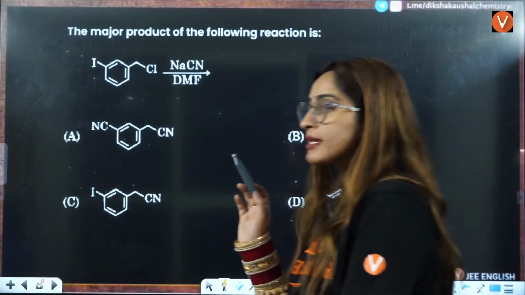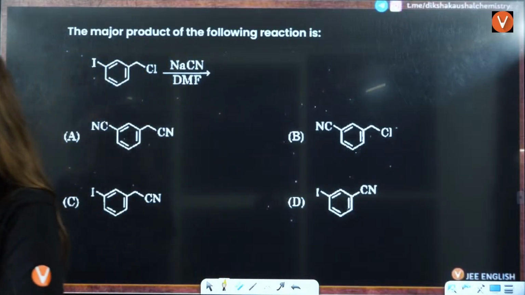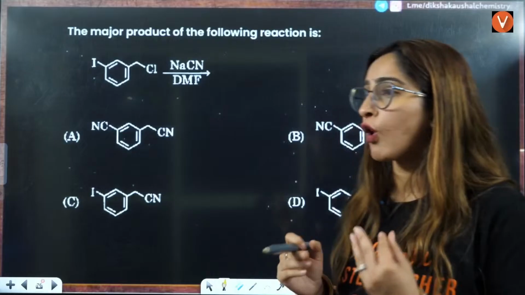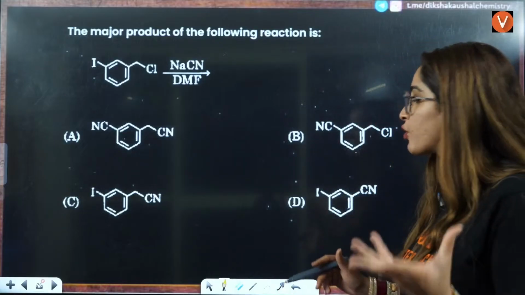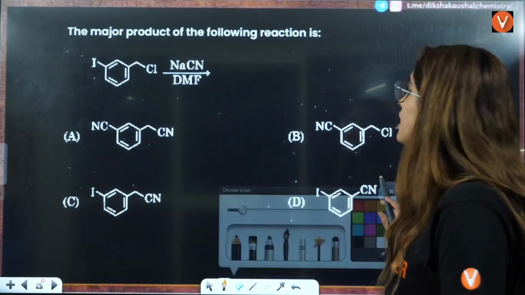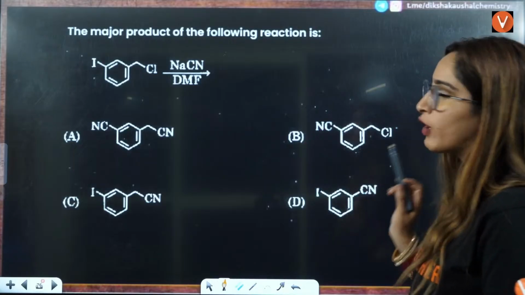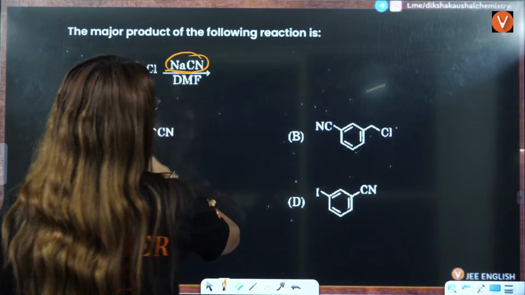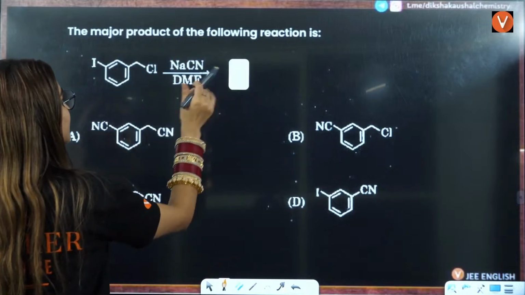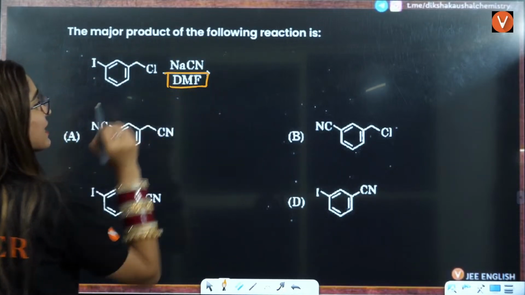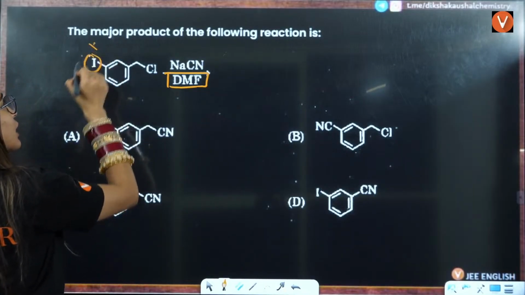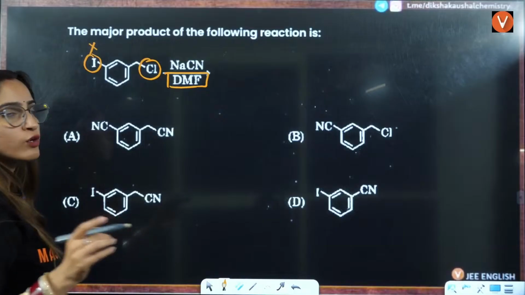Okay, so now it is the turn for some previous year questions of 2024 only, so that you can get an idea. Whatever I have taught you, these kinds of questions are asked based on reagents and all of these things, right? First is the major product of the following reaction. So they have given you one reagent, that is NaCN here. You know what's the amazing thing about NaCN? That in presence of DMF, it does not affect iodine. It affects just the chlorine here.